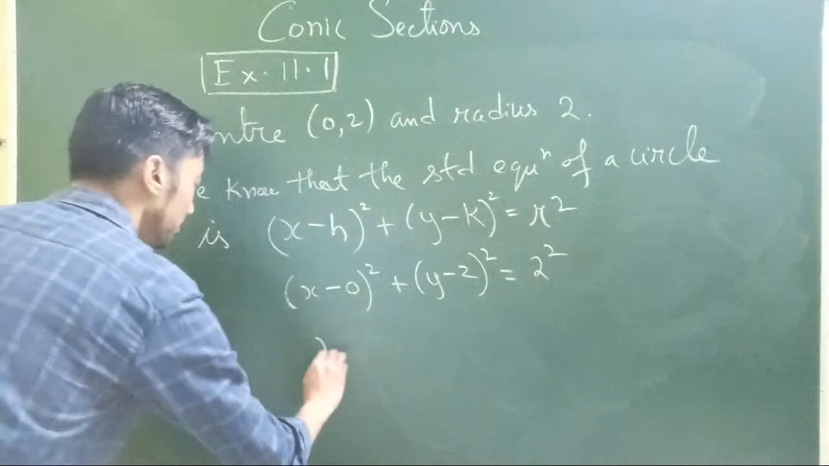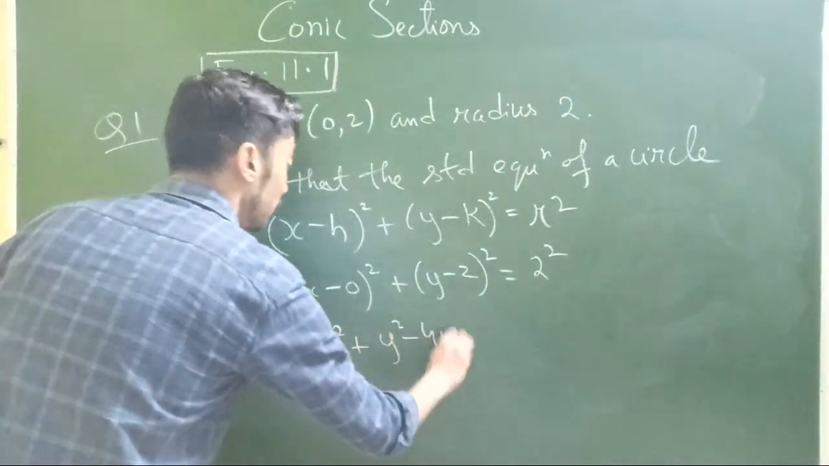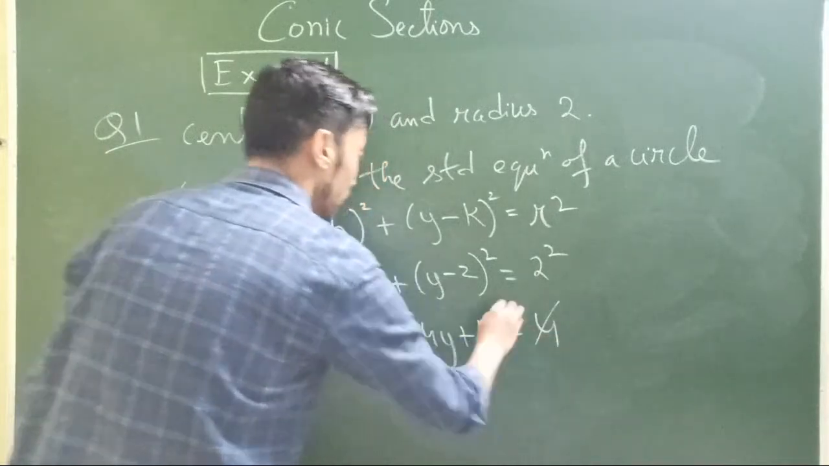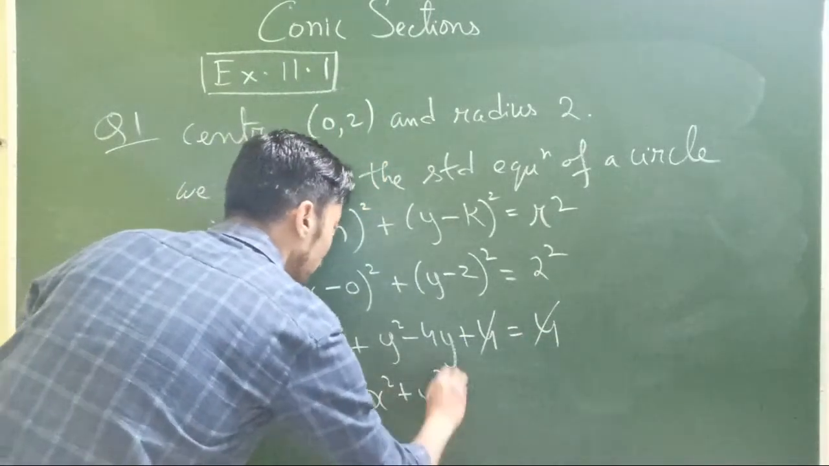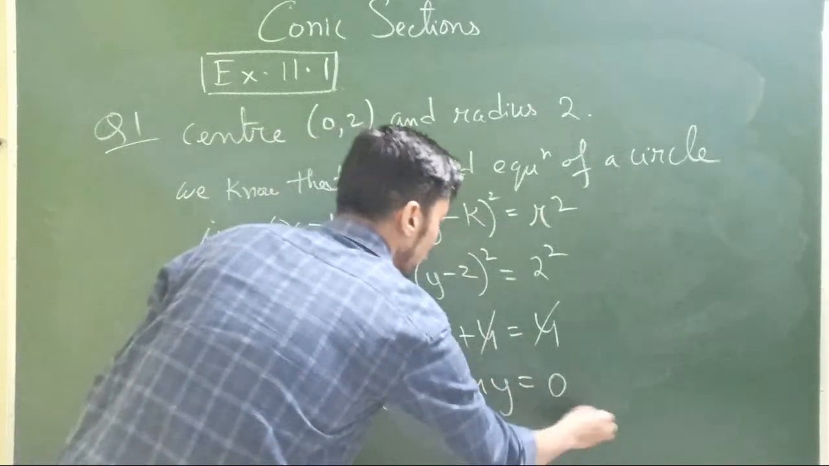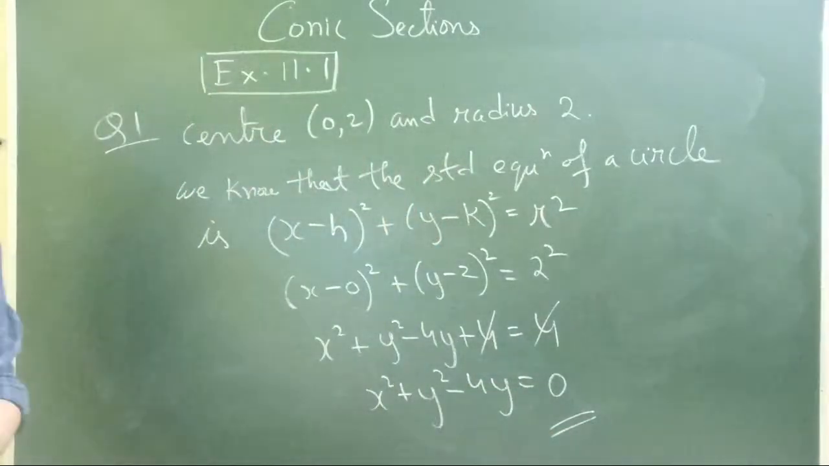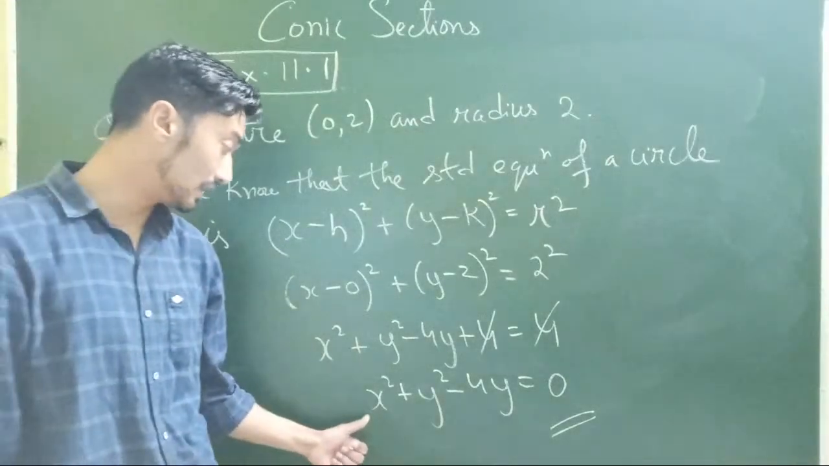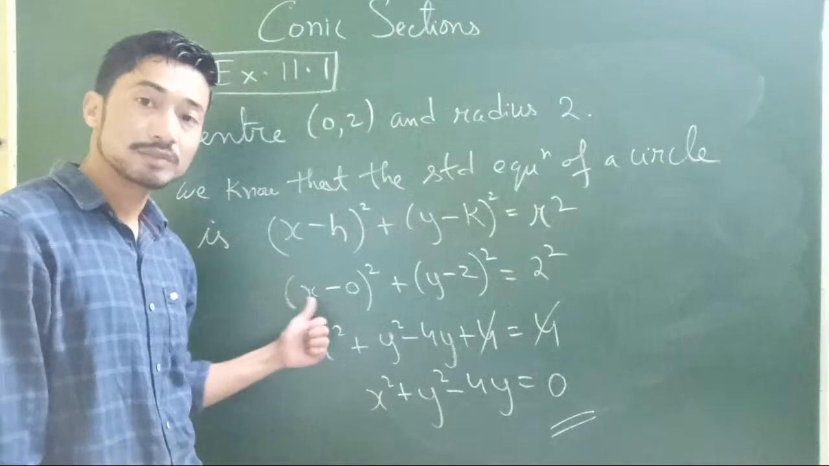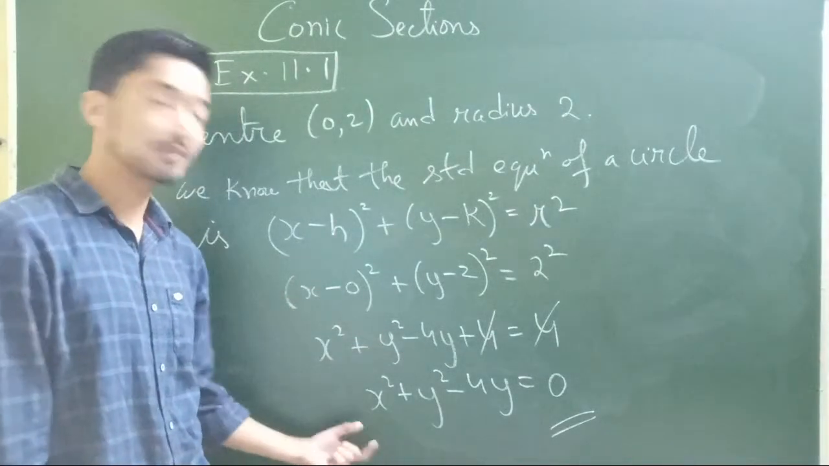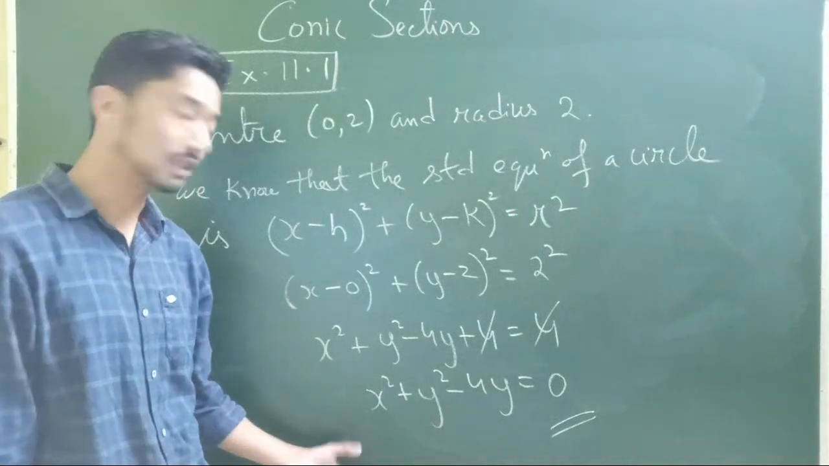Let's simplify this. That's simply x square plus y square minus 4y plus 4 is equal to 4. So ultimately we will have x square plus y square minus 4y is equal to 0. This is the equation of a circle whose center is (0, 2) and radius is equal to 2. As you can see, we started with the standard form, we expanded, and ultimately we end up with the general form of an equation. I hope you're getting the point now.